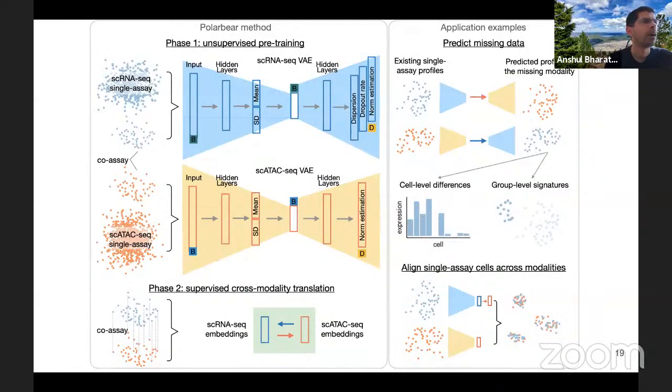Thank you. David Kelley asks, can you interpret the cross-modality translation? For example, are ATAC sites near a gene used to predict its RNA? That's a great question. Currently we don't assume anything, so it would be interesting to check if the close peaks contribute more.